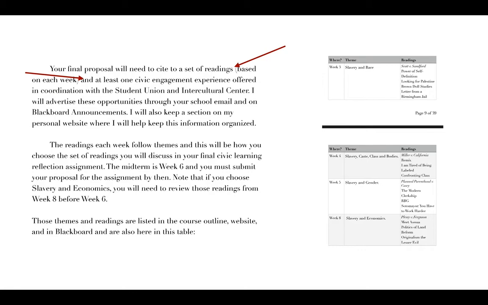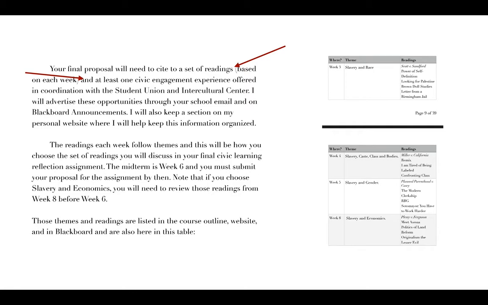The second thing is you have to engage with a civic engagement experience. That's the whole kind of point of the graduation requirement. So my colleague and the co-editor of the book that you're using, Helen Margaret Nasser, is the director of the Student Union and Intercultural Center. She also works with civic engagement, with me on the committee, and she also works with student life.